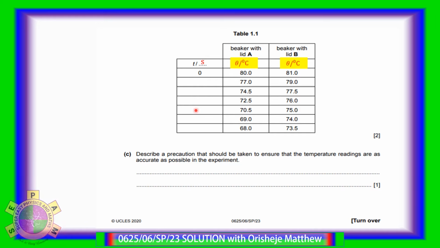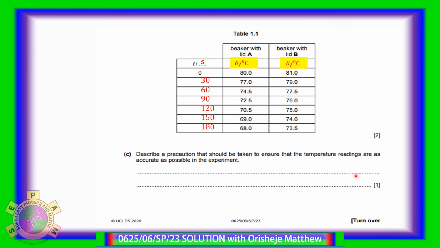Now, she measured the time, so you are expected to complete this column here. Since she read the temperature every 30 seconds, let's fill it in. The times are 30 seconds, 60, 90, 120, 150, and 180. So in the experiment, she observed the temperature drop for 180 seconds, that's about 3 minutes.